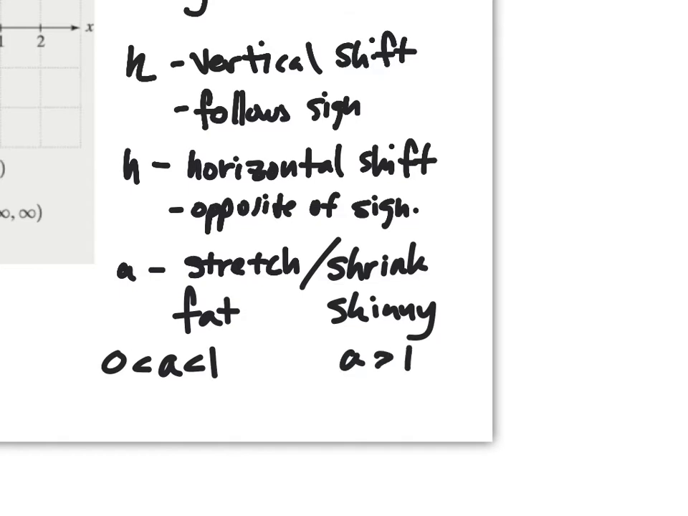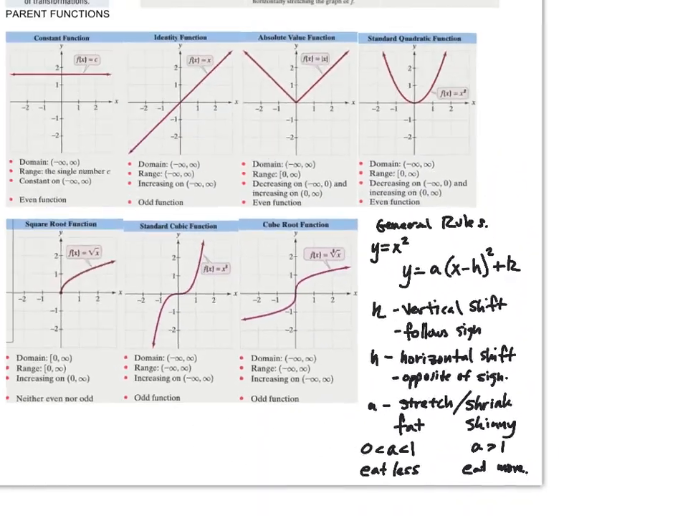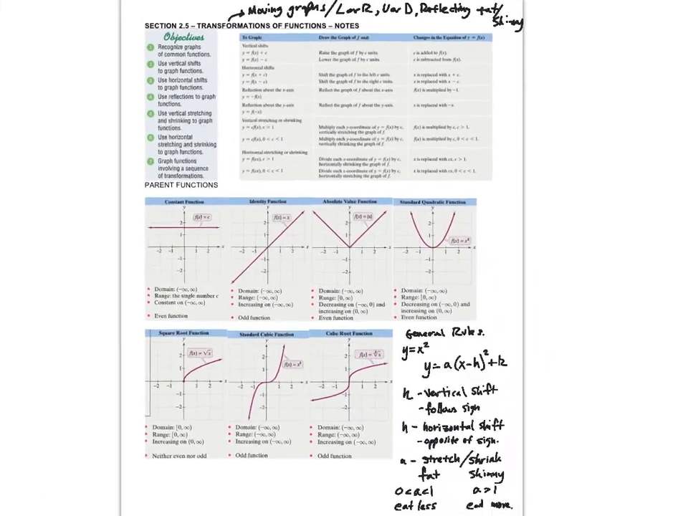So if the graph is fat, a is less than 1, and I think of this: if someone is fat, that means that they need to eat less. If the graph is skinny, that means that the person needs to eat more. So that's my way of remembering those. That's the general rules on all transformations.